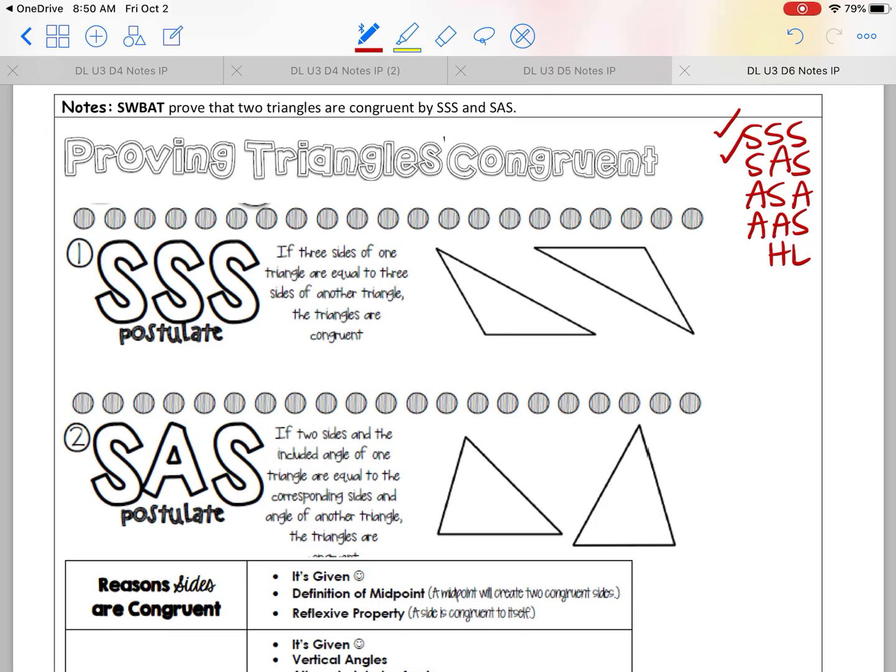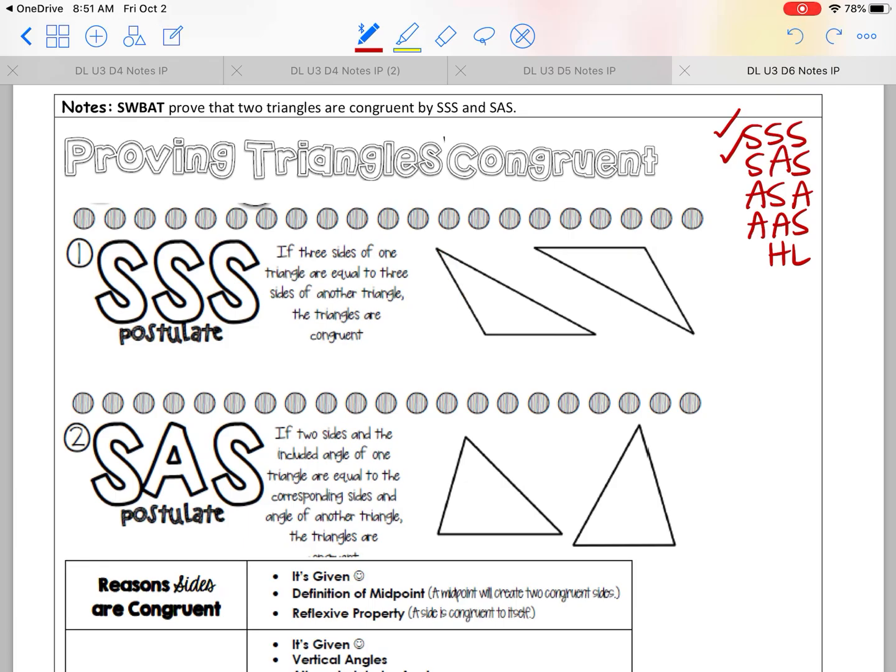Again, these are shortcuts. Instead of us finding the 3 pairs of corresponding congruent angles and the 3 pairs of corresponding congruent sides, if we use these shortcuts, this will be enough information for us to determine that these triangles are congruent. Let's get started with the first shortcut. The first one is side-side-side. It states here, if 3 sides of one triangle are equal to the 3 sides of another triangle, then the triangles are congruent.